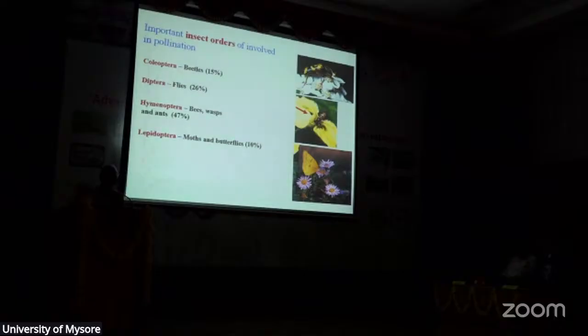Now, amongst the insect orders, these are the four groups of insects which contain about 98% of the pollinating insects. These are the Coleoptera, the beetles being the main ones. Diptera, these are flies, which contain 26% of insects that bring about pollination. Hymenoptera, they are the most important pollinator. They contain bees, wasps, and ants, and they form almost half of the species pollinated by insects. Then, of course, Lepidoptera.